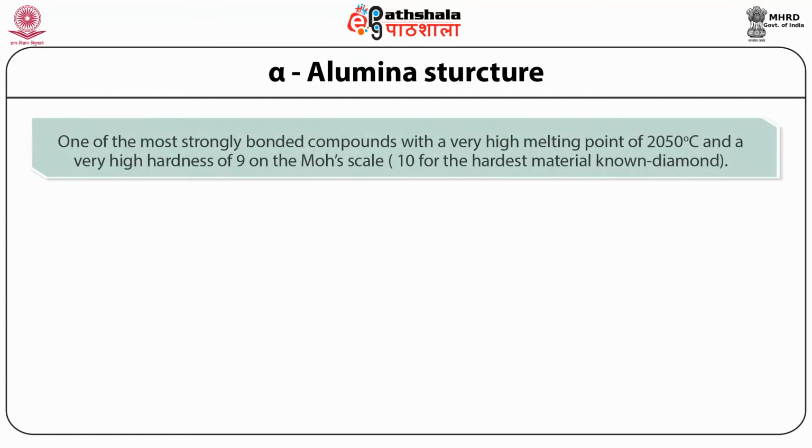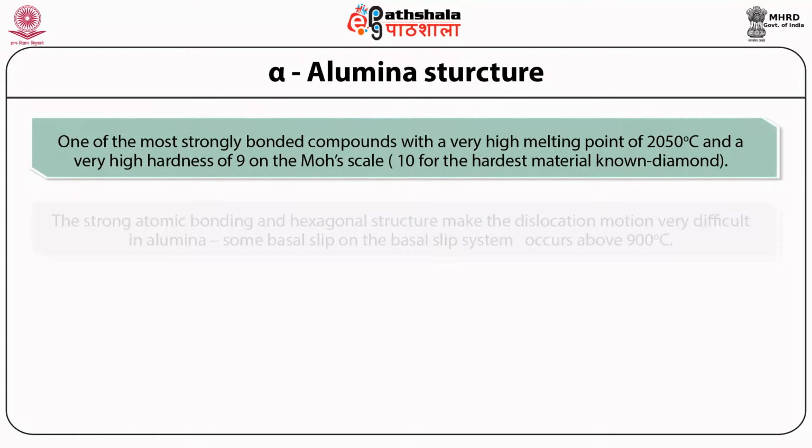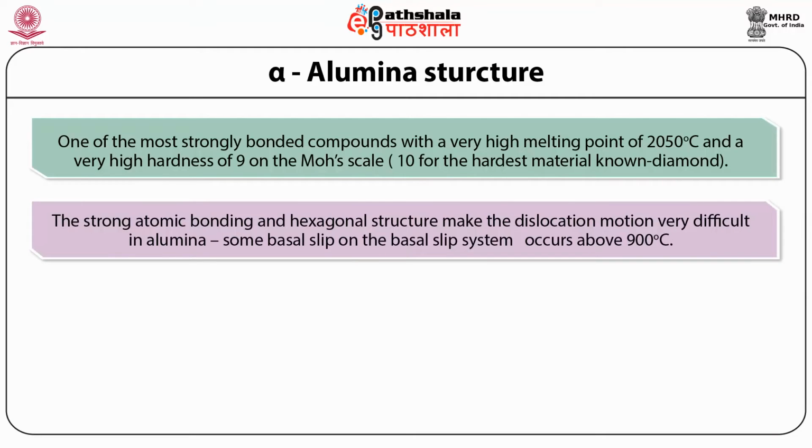Alumina is one of the most strongly bonded compounds, with a very high melting point of 2050 degrees Celsius and a very high hardness of 9 on the Mohs scale, on which the hardest material known, diamond, has a hardness of 10. The strong atomic bonding of the hexagonal structure makes dislocation motion very difficult in alumina. Some basal slip on the basal slip system, that is the (0001)<11-20> system, occurs above 900 degrees Celsius.